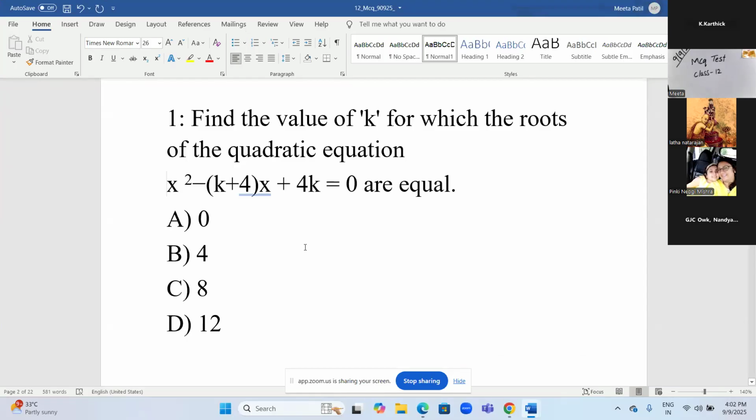So this is your first question. Find the value of k for which the roots of the quadratic equation x square minus (k plus 4) x plus 4k is equal to 0 are equal. So here you have options as option A 0, option B 4, option C 8 and option D 12.